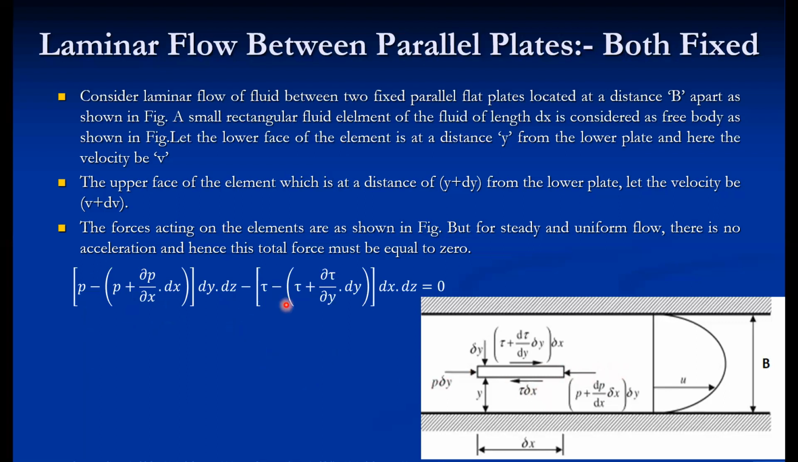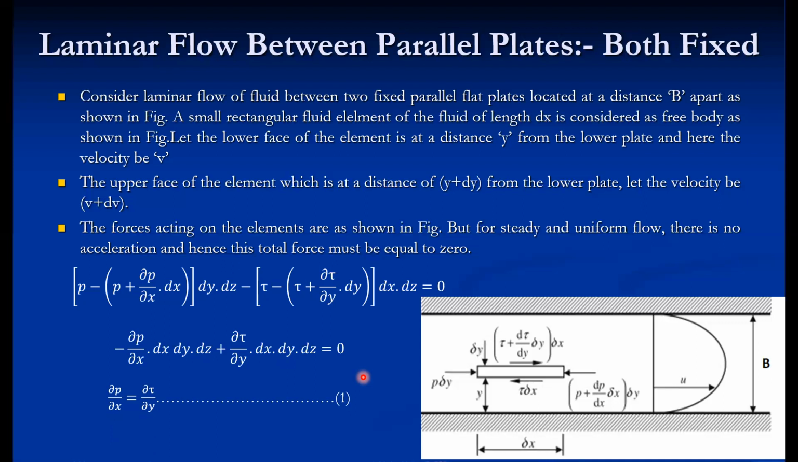Then minus tau into dx. That force is towards the left, hence negative. Minus minus is plus, so this force is positive, into dx dy. After simplification, we arrive at this expression: ∂p/∂x equals ∂tau/∂y.